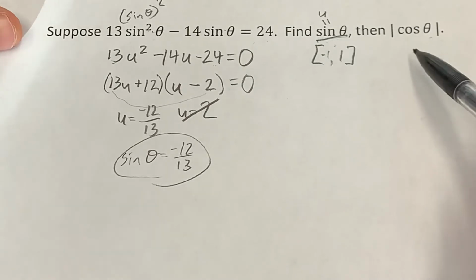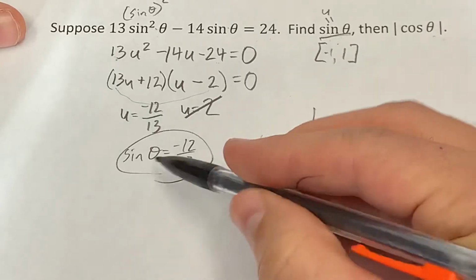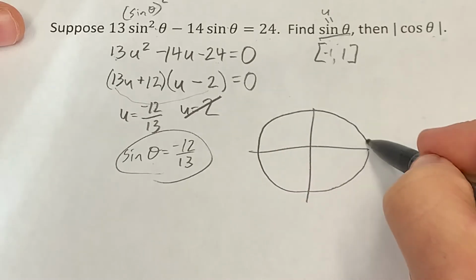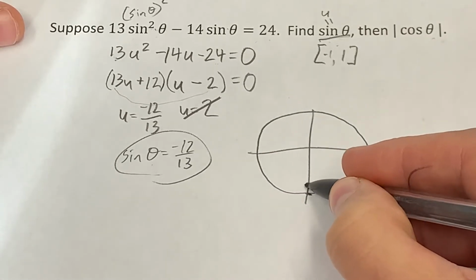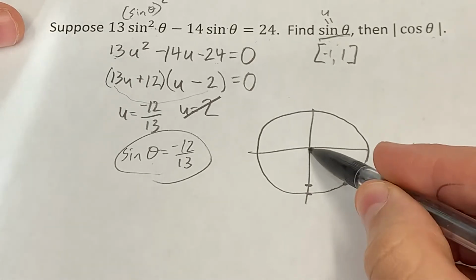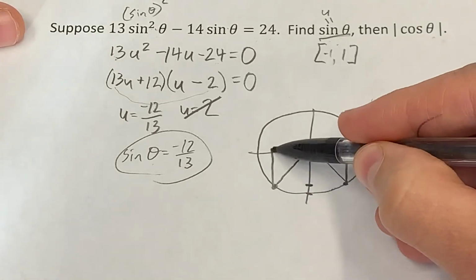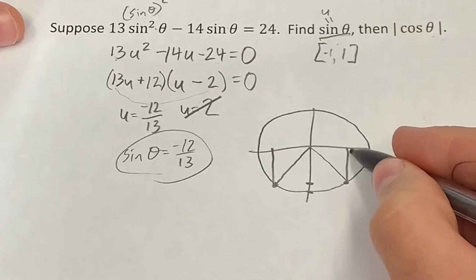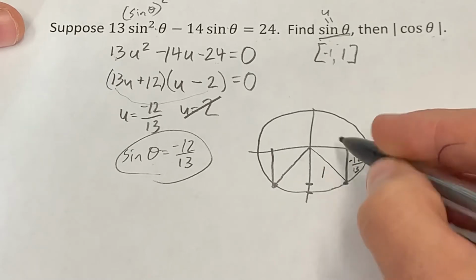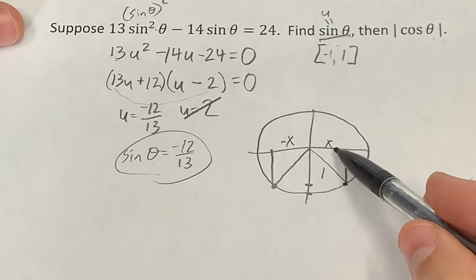Now, what about cosine? I think you'll see why the magnitude piece is here. Remember, we think about sine as outputting the y coordinate on the unit circle. So all the way down here is -1, -12 thirteenths is kind of down here. But realistically, you could have this angle or this angle. These triangles are mirror images of each other. The height here is -12 thirteenths. The radius is 1. This is x, and maybe you should write this as -x. So I need to find x.